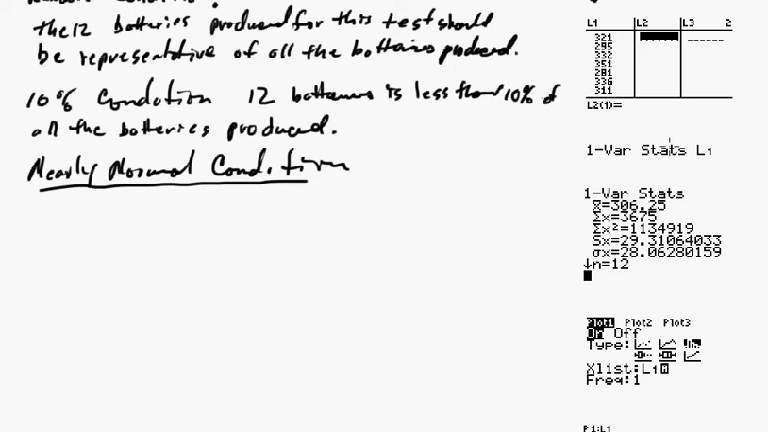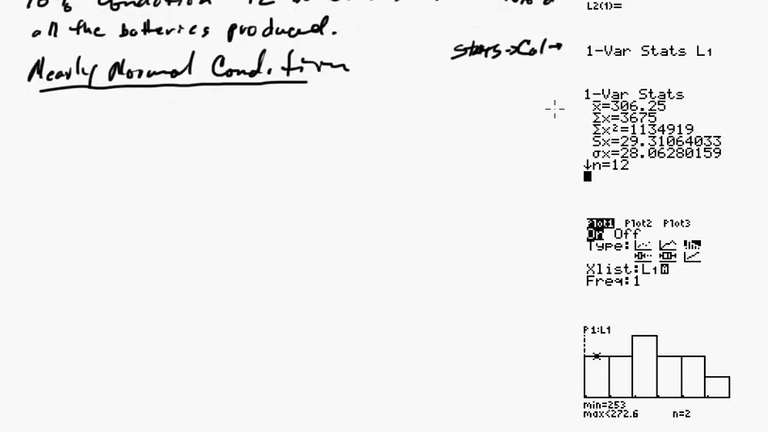Just following along on my calculator, I went to stats, calculate, and you get one variable stats. I use one variable stats. Here I can see my mean for the sample, my sample standard deviation, and of course the sample size is 12. So this is x bar, s, and n.